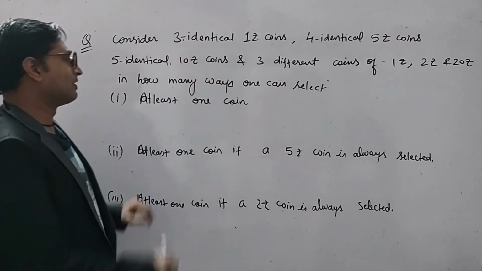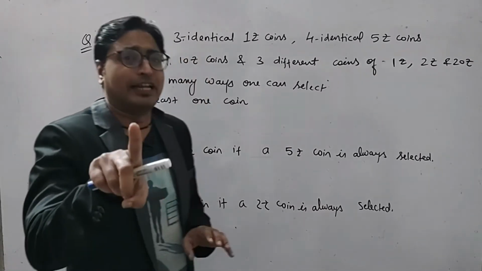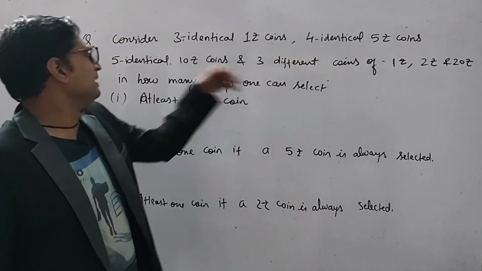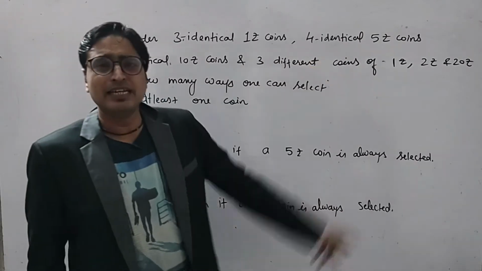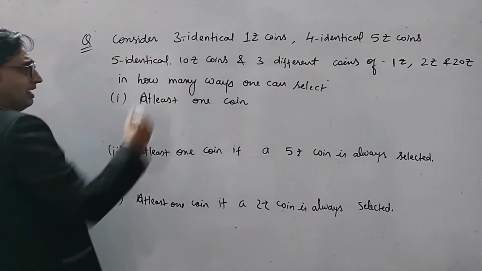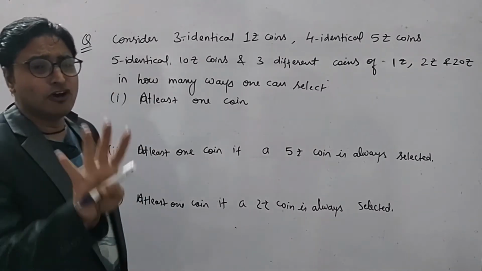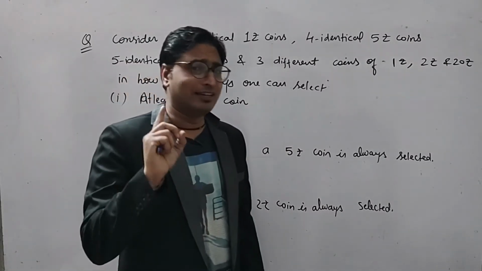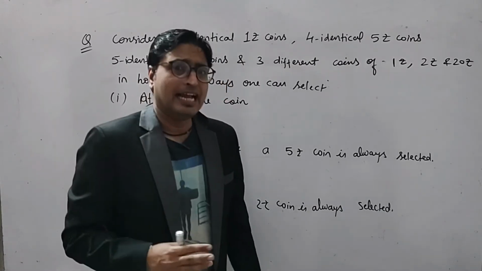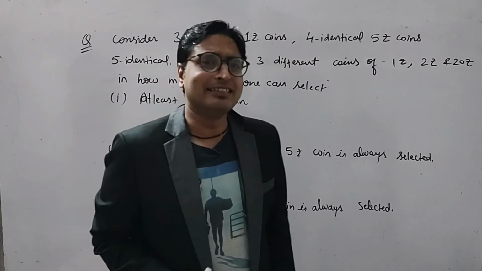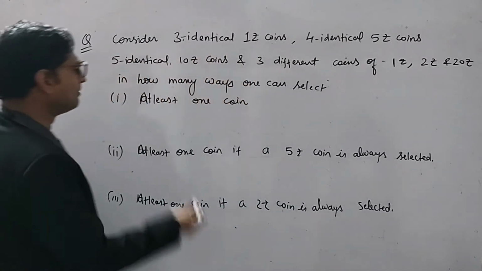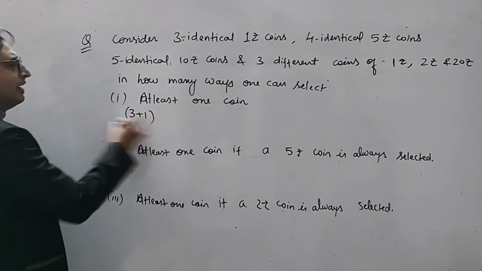Because I have to select at least one coin, and that one coin may be of 1 rupee, 5 rupee, 10 rupee, 20 rupee, 2 rupee, any one of them. So in these 3 coins we have 4 conditions: one for selecting 1 coin, another for selecting 2 coins, another for selecting 3 coins, and one condition for rejecting all the coins. So the total number of ways will be 3 plus 1.